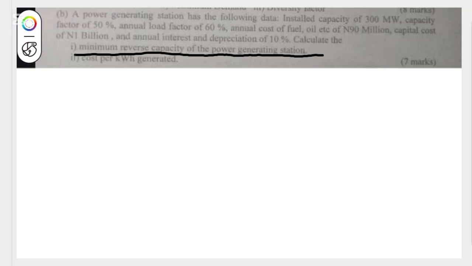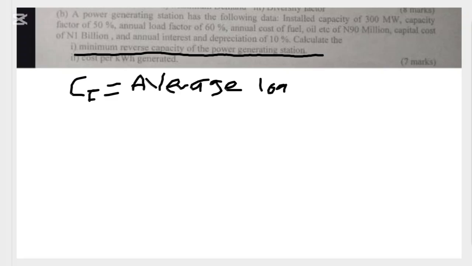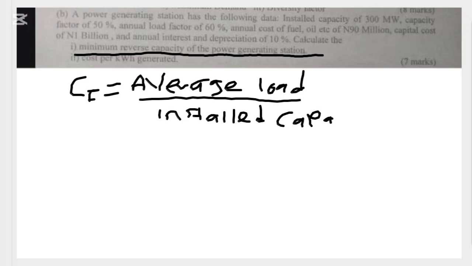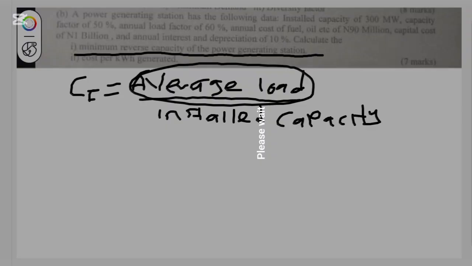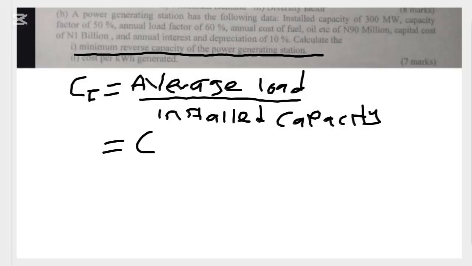So to find the reserve capacity, we are just going to first find the capacity factor. So what is capacity factor? The capacity factor formula is the same thing as average load divided by the installed capacity. So the next thing that I'm going to do is find the average load. To find the average load, I'm going to make the average load the subject of the formula, and at the end I will have the capacity factor multiplied by the installed capacity. Let's say it is IC.